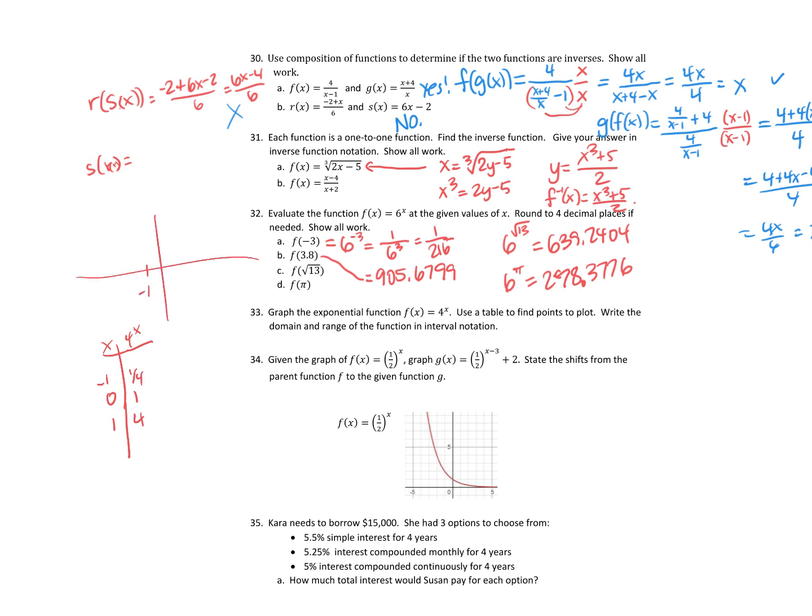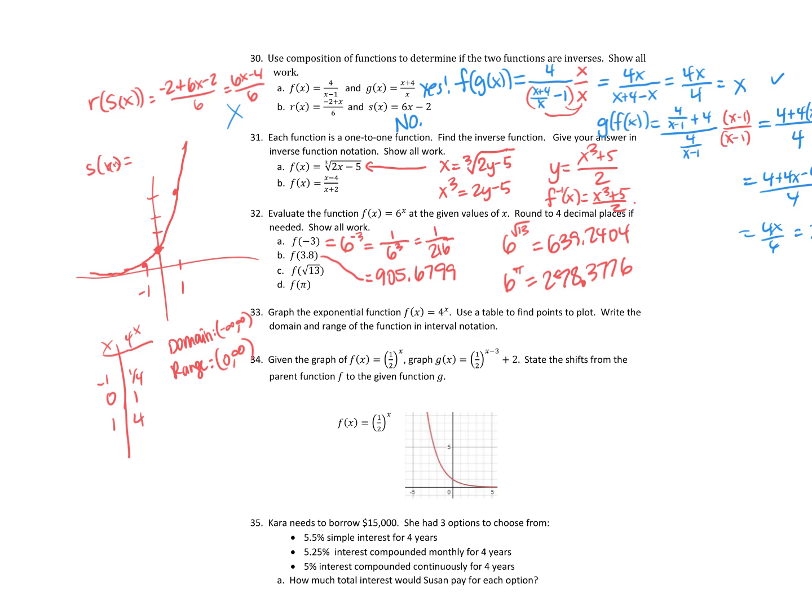So at -1, it is at 1/4. At 0, it's at 1. And at 1, it's at 4. The function's going to look like that. Okay. Write the domain and range in interval notation. So the domain will be all real numbers, so from -infinity to infinity, and the range will be from 0 to infinity. So it doesn't ever actually reach 0, so we need a parentheses on the 0.